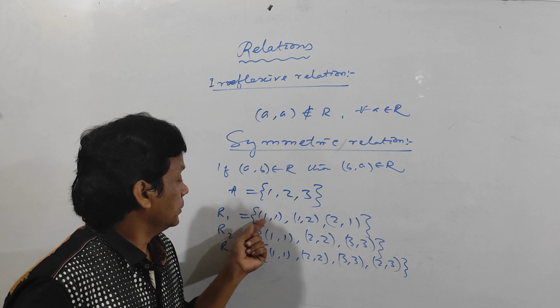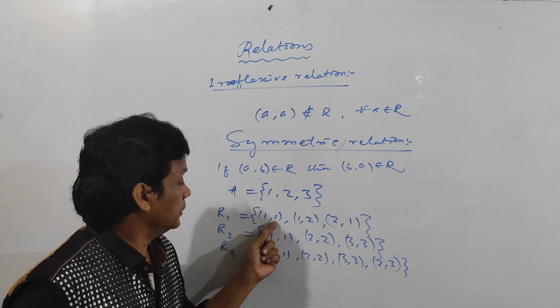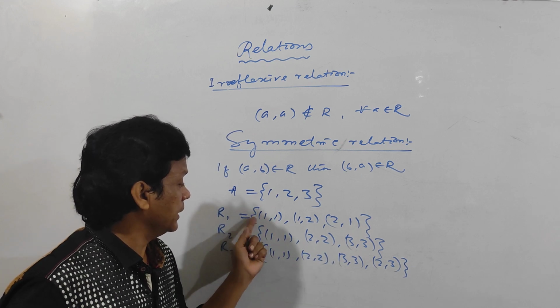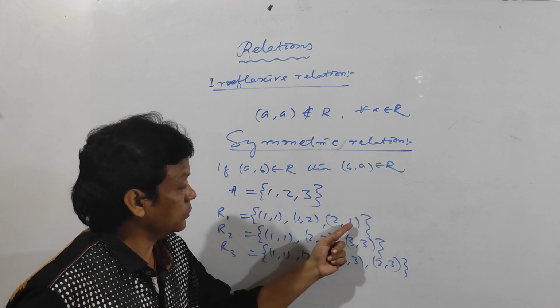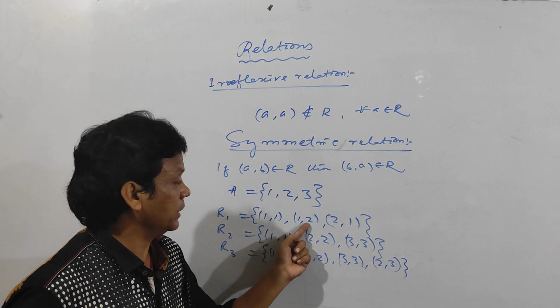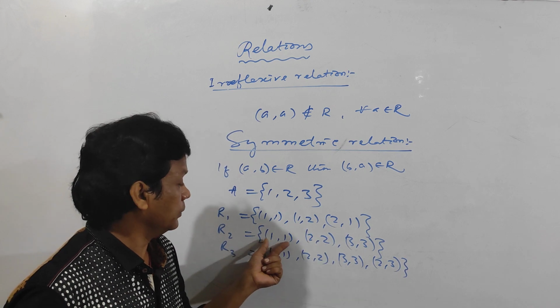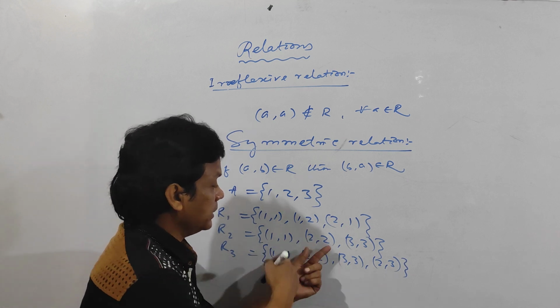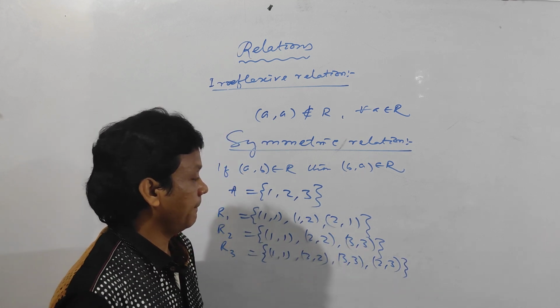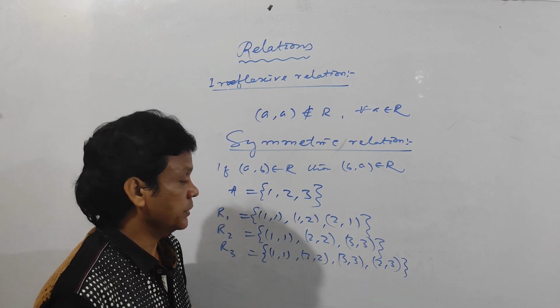See here. (1,1), if it is interchanged, it becomes (1,1) again. So (1,2), then (2,1) is also there. (2,1), then (1,2) is also there. So it is symmetric. Here (1,1), (2,2), (3,3), when interchanged, give the same thing. So R2 is also symmetric.